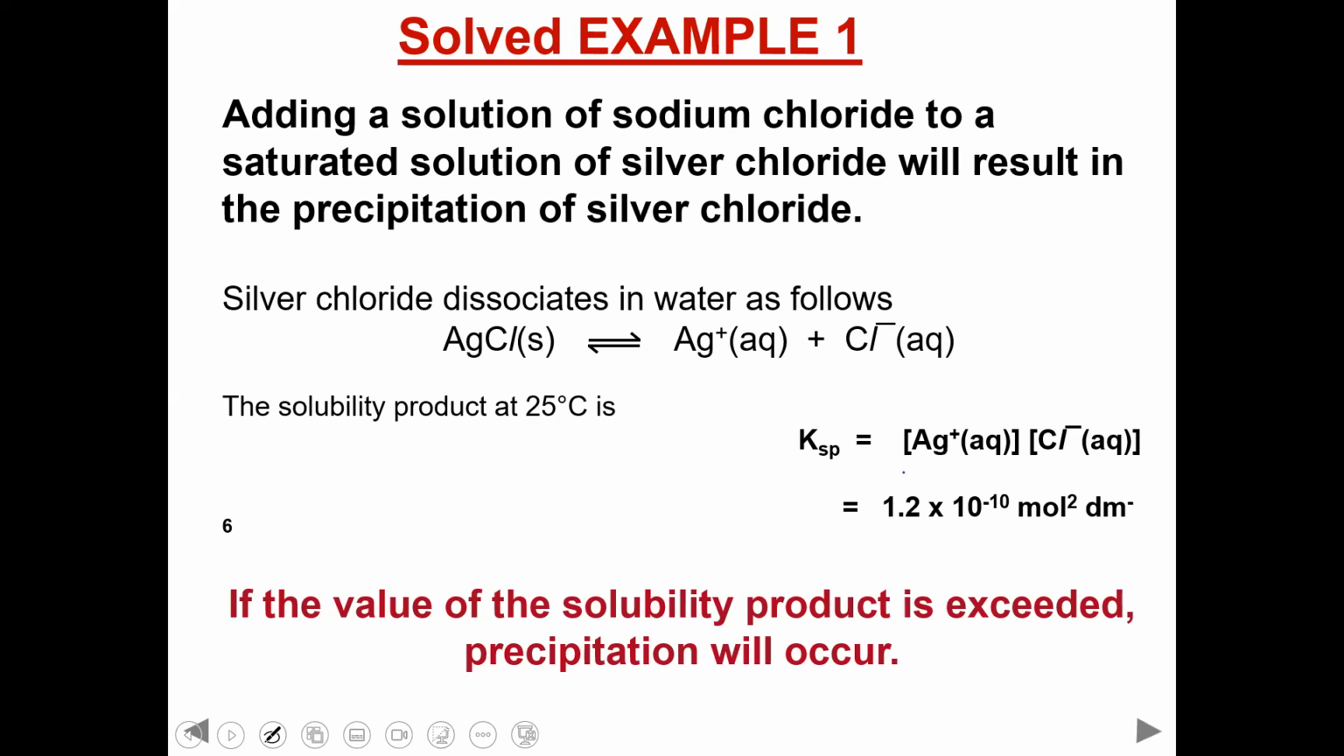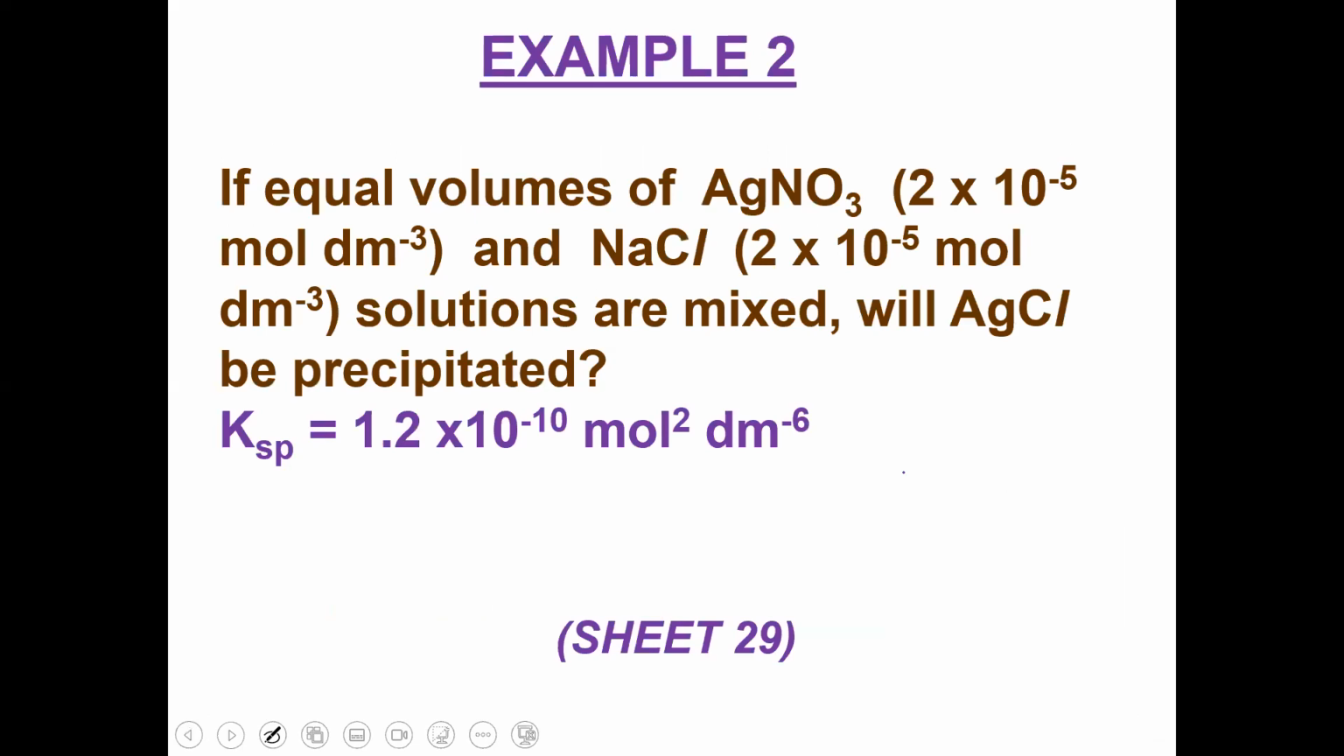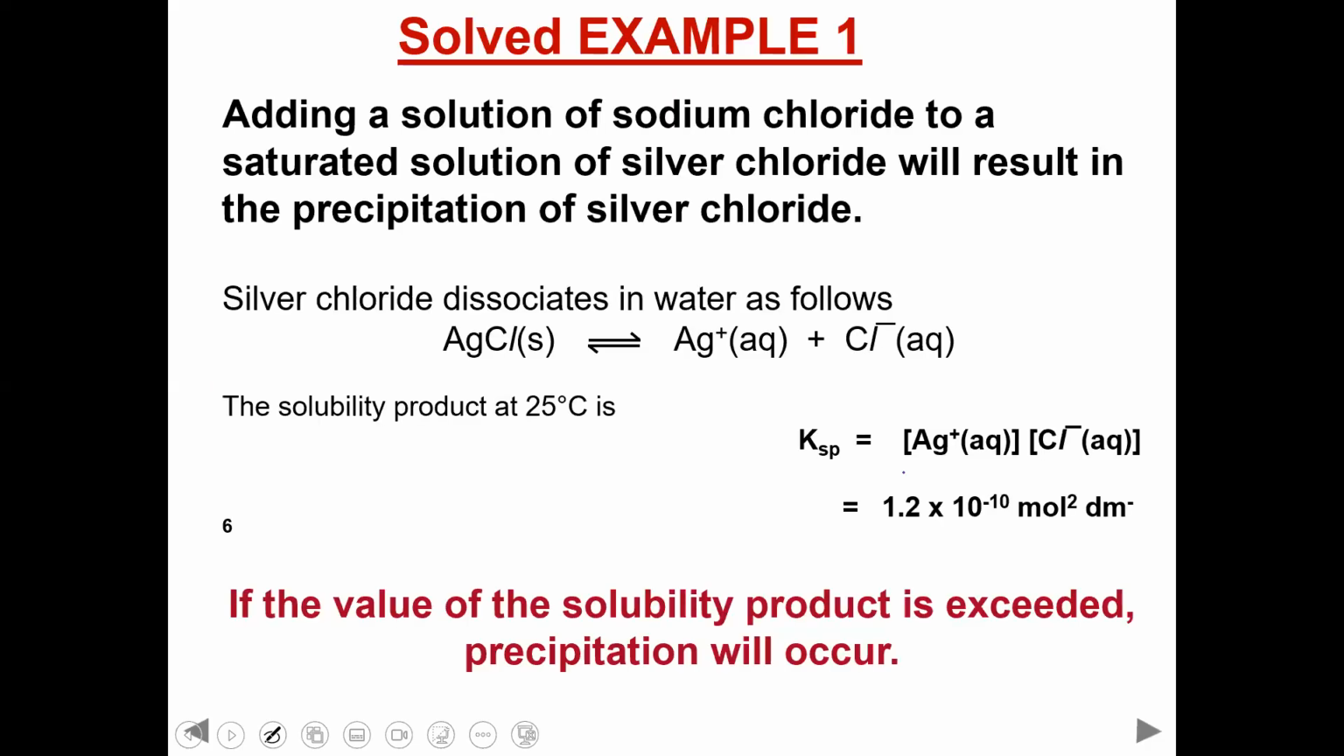Silver chloride dissociates in water as follows: silver chloride gives silver plus chloride. The solubility product at 25 degrees is this. We know the solubility product. Now, we will determine the ionic product of the reaction, and we will compare it with the value 1.2 times 10 to the power minus 10. If our calculated value is equal to this value, it's the saturation point. If our value exceeds this number, the solution will precipitate.